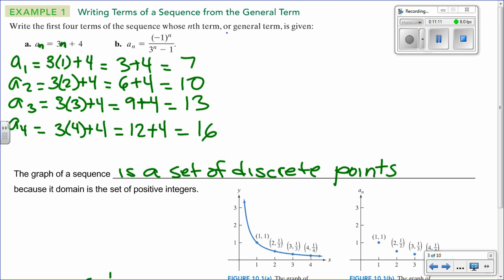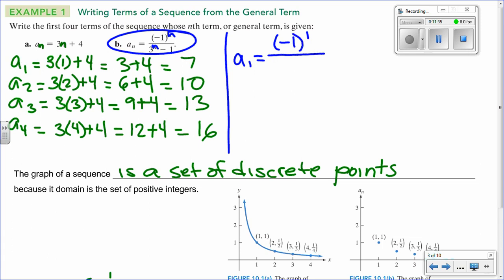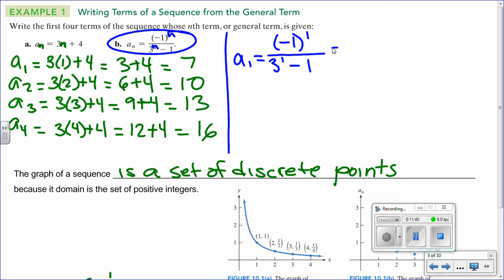Now for the next general term, this is what we call the one that has a formula in terms of n. For the next general term, we're still going to find the first 4. However, here we have to substitute the n on the exponent for the numerator and part of the denominator. So we have -1 to the first power, and on the bottom 3 to the first power minus 1. Now this will turn into -1, and on the bottom 3 minus 1, which is 2. That's my first term.